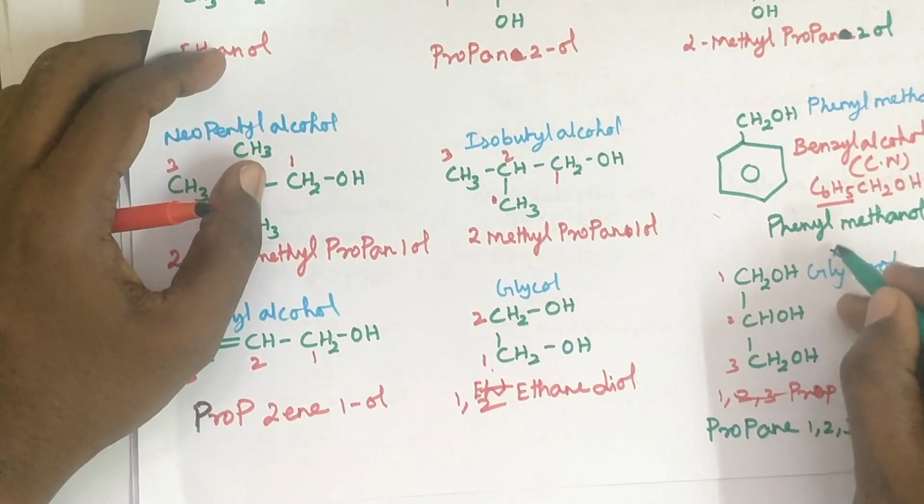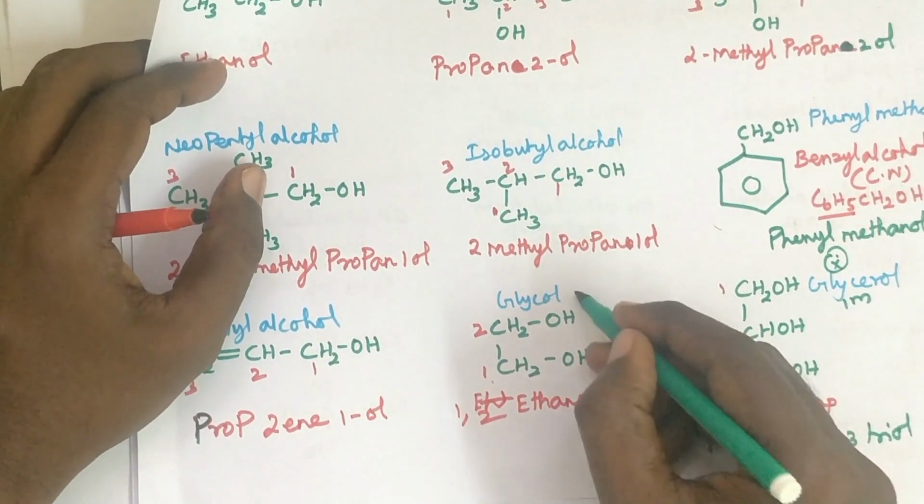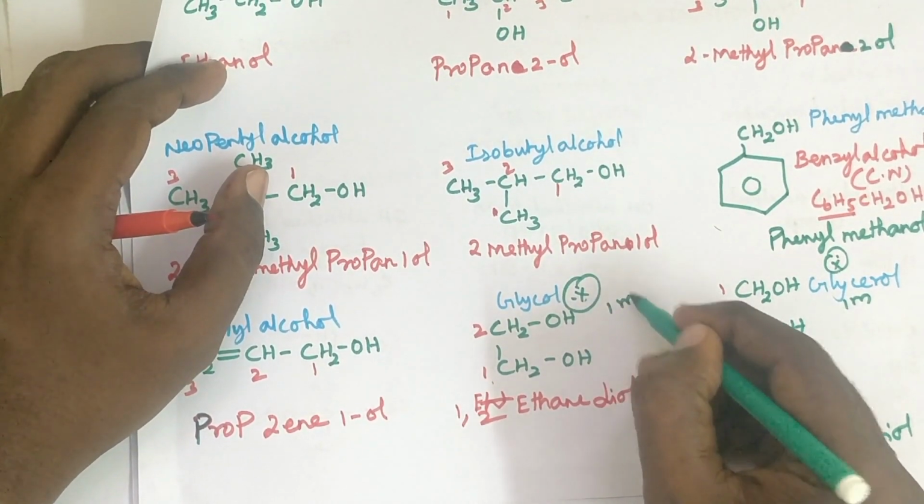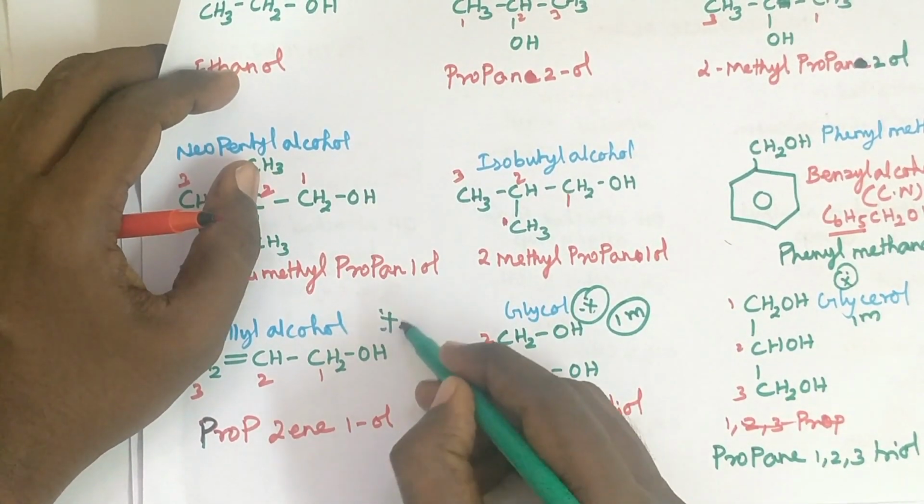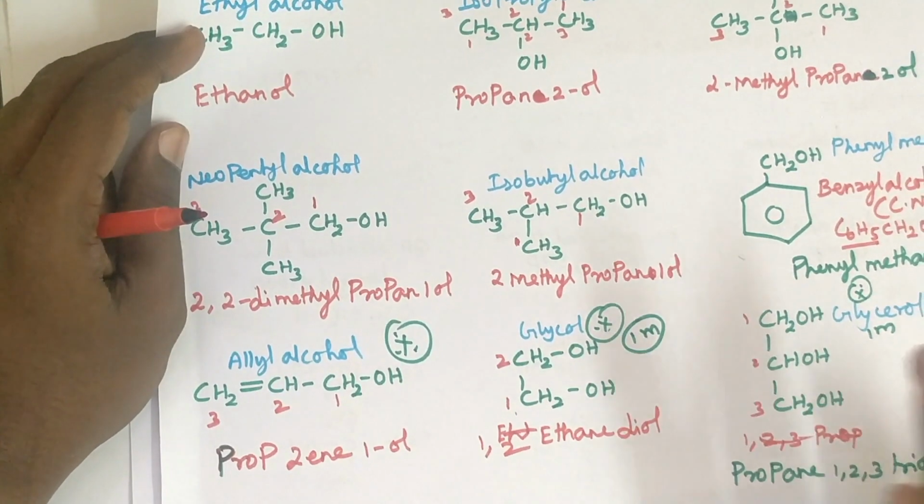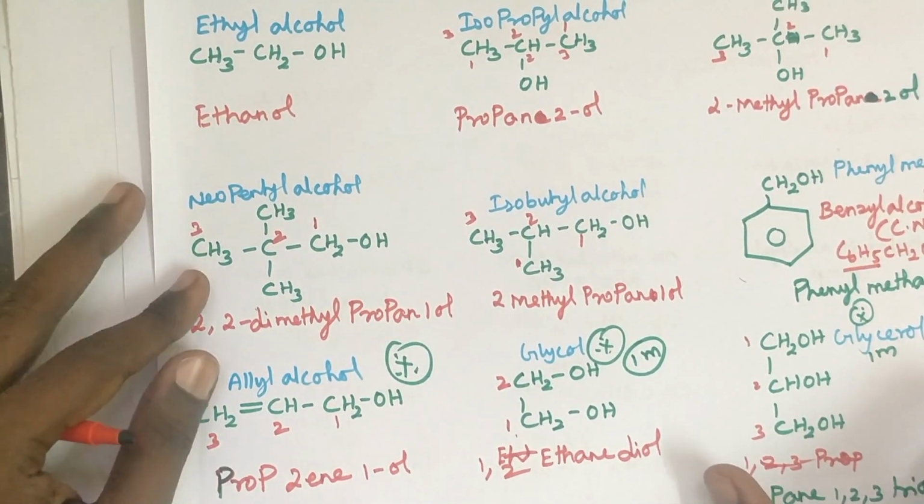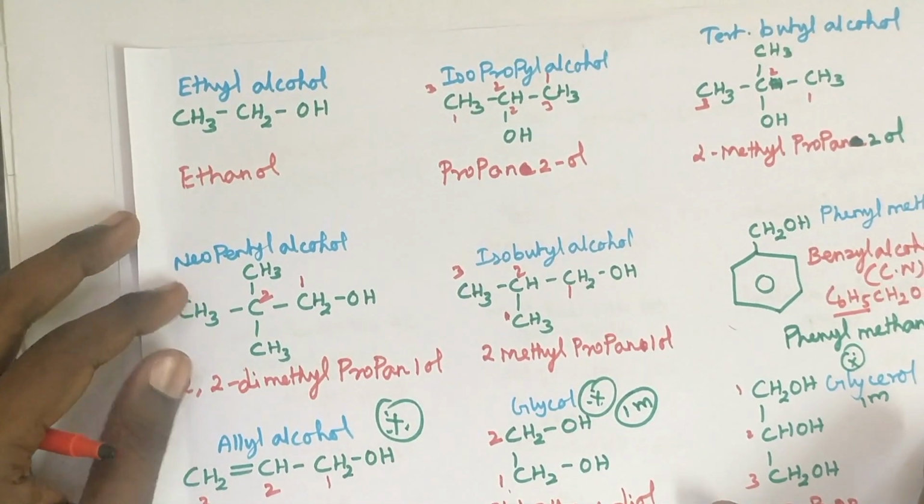Among this one, they will ask in 1 mark question. Glycol also sometimes they will ask in 1 mark question. Allyl alcohol is important. And that's all. Remaining things you understand the concept. These are about IUPAC nomenclature of alcohols.